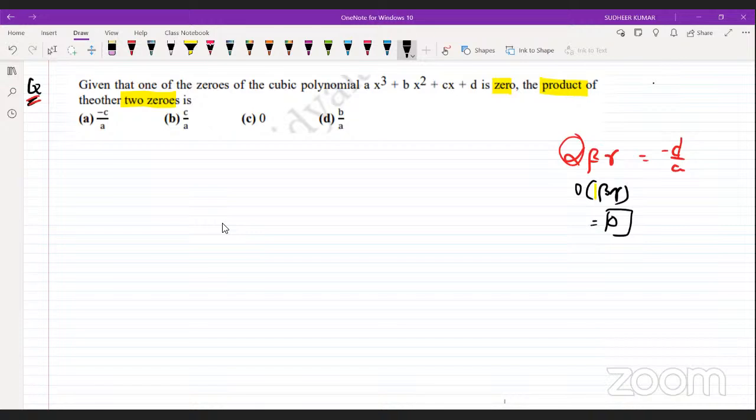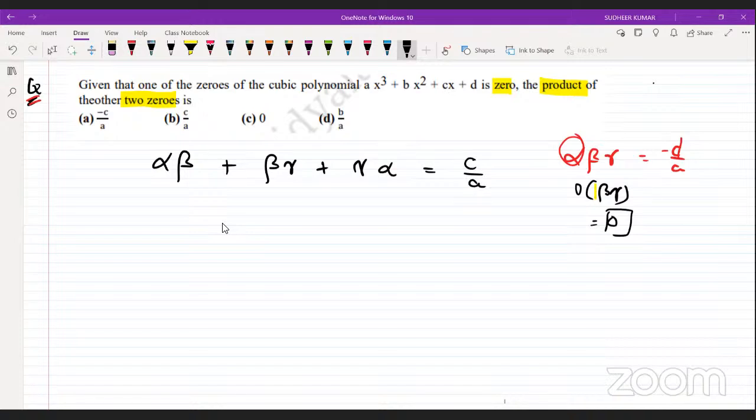One is the sum of the zeros, alpha plus beta plus gamma is minus b by a, and the other one is the sum of the product of zeros taken two at a time. What is that? It is alpha beta plus beta gamma plus gamma alpha equal to c by a.